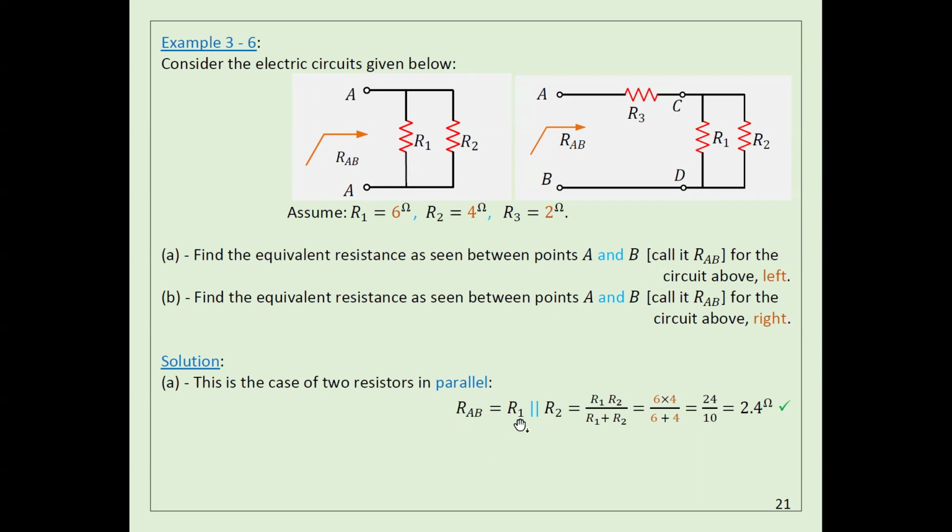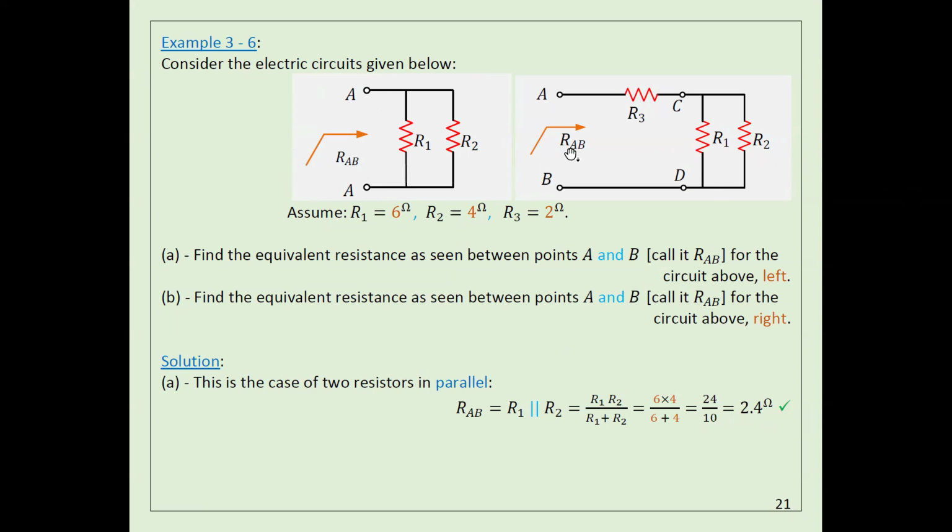So in this case, I can easily calculate. I can say R1 parallel R2, which is actually R1 times R2 divided by R1 plus R2, which is equal to 2.4 ohms. So here I give you R1, I give you R2. So this is equivalent to one resistor, and the total resistance that's going to be seen by any source you put here is actually 2.4 ohms. This is a very easy case.